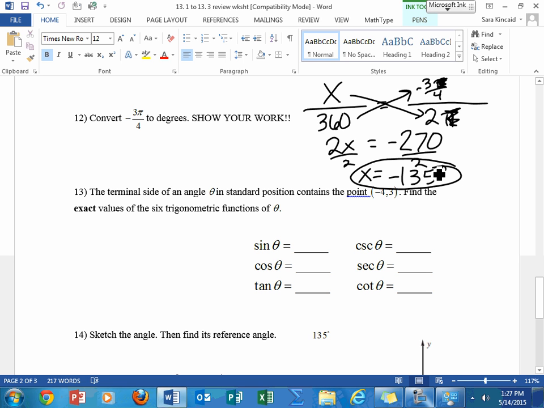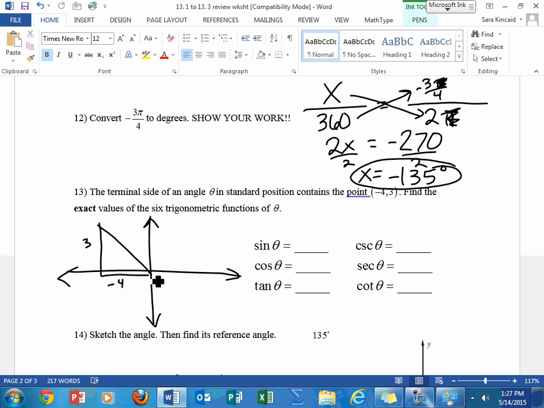Okay, 13, the terminal side of an angle in standard position contains the point negative 4, 3. Find the exact values of the trig functions. Okay, so let's draw a good picture, guys. We need to go negative 4, so that's over to the left, and then positive 3 up. So there's my triangle, except it's at the origin. I just wanted you to be able to see it, okay? Negative 4, 3. We need to find this hypotenuse side right there.